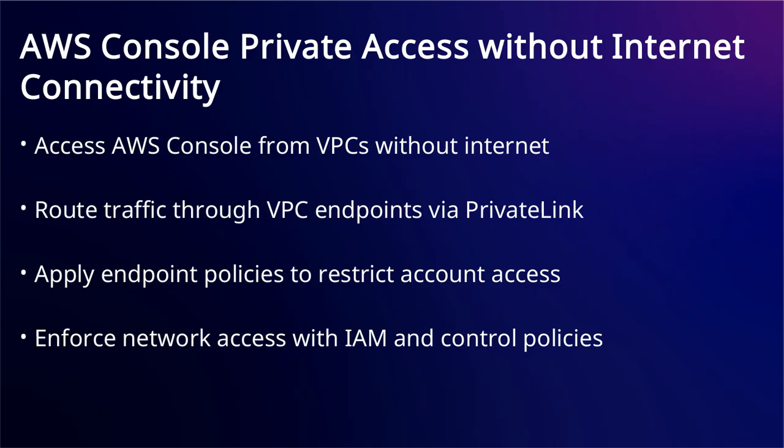You route console traffic through VPC endpoints using AWS PrivateLink, establishing secure network paths between your VPCs and the console. You apply VPC endpoint policies to restrict access to specific AWS accounts and organizations. You use IAM, service control, and resource control policies to require that your employees access resources only from authorized networks. This enables you to manage AWS infrastructure through the console while maintaining network security controls in environments that cannot connect to the internet, such as government, defense, financial services, and healthcare systems.